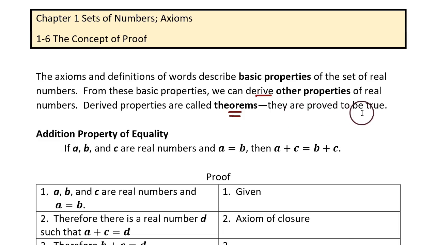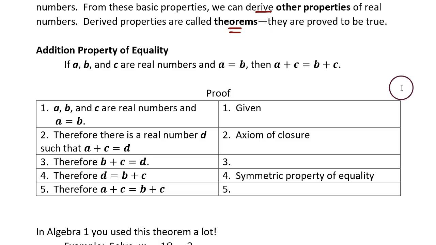prove to be true. The first theorem we're going to discuss is the addition property of equality. If A, B, and C are real numbers and A equals B, then A plus C equals B plus C. This means that if you have an equation, you can add the same number to both sides of the equation and you will still have an equation. Let's prove that that's true.